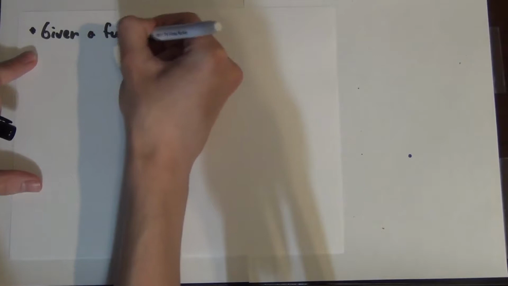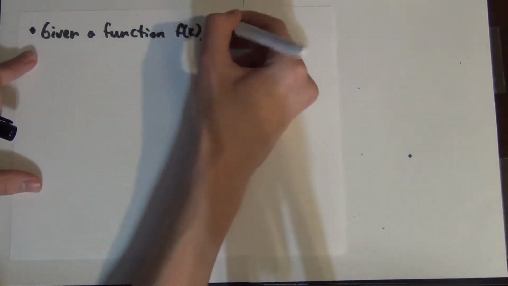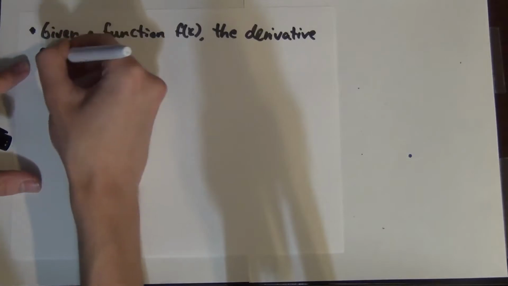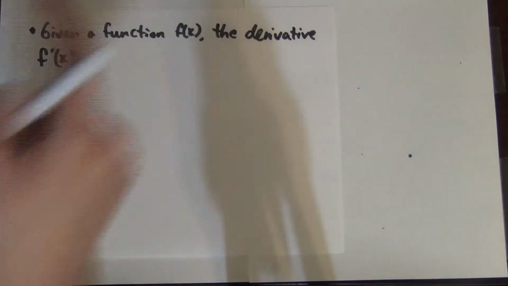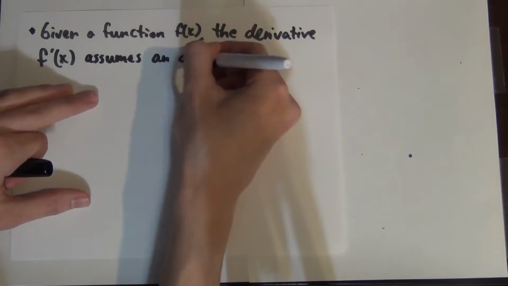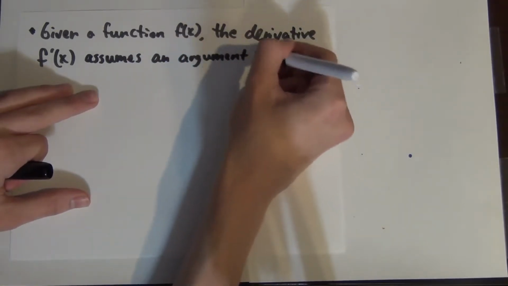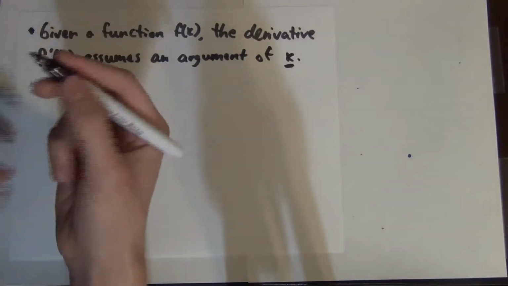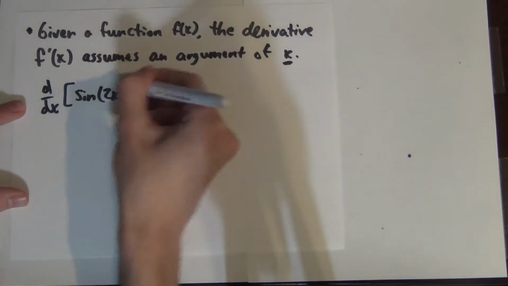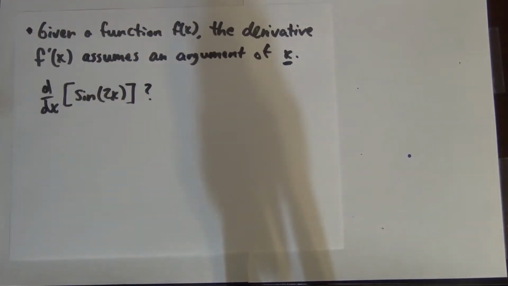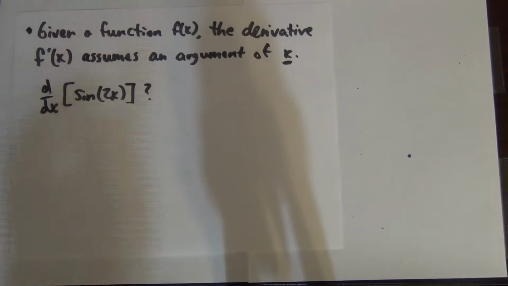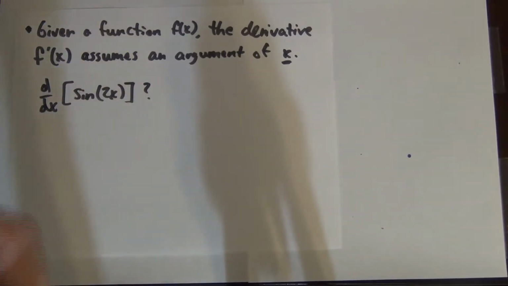Okay, so given a function f of x, if I differentiate it, I am assuming that the inside of that function, the argument, if you will, is a single x. So it has to be a single x. So if I wanted you to find the derivative of, say, sine of 2x, you wouldn't be able to do that right now. This has to be an x for you to use that definition. The derivative of sine of x is cosine of x. What's the derivative of sine of 2x? That's a mystery right now.